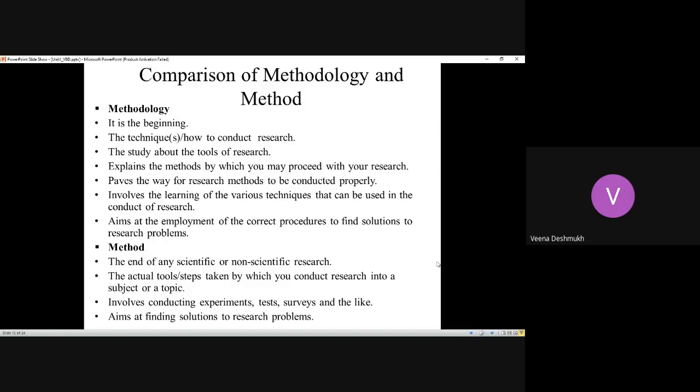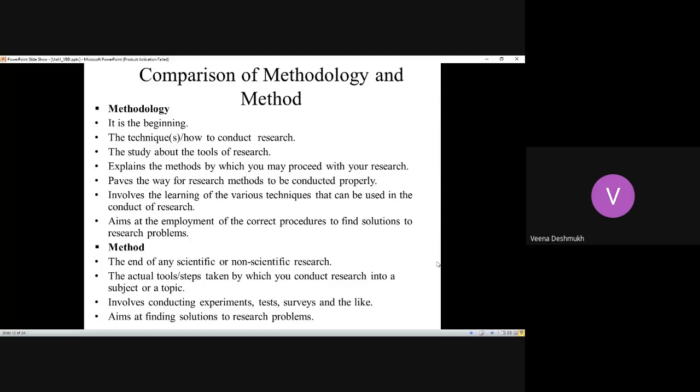So methodology is basically the beginning of any research. Say I start with defining a problem. I start with finding out what the problem is, where the problem is, and whether it will be suitable for my kind of work. All that is the beginning of any research.